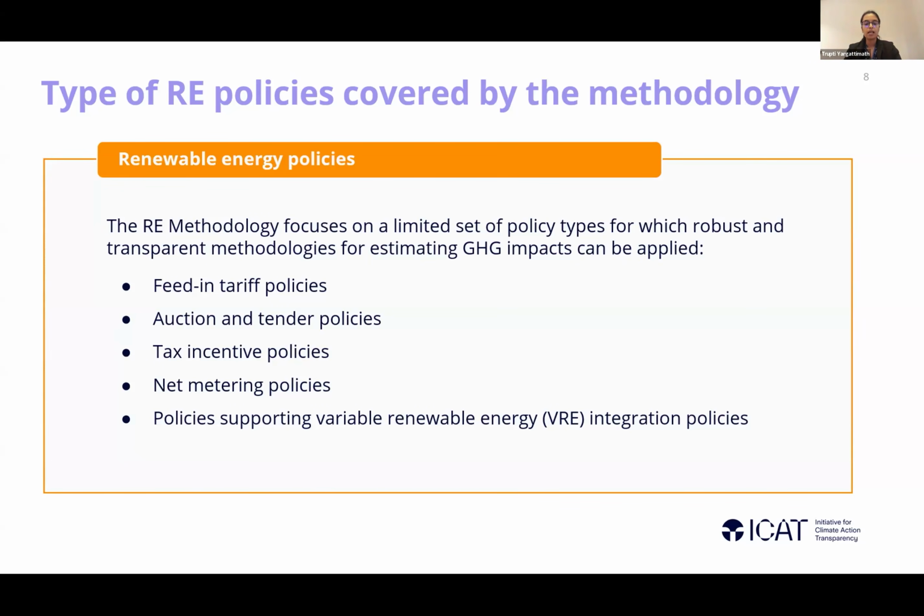So the net metering policy allows electricity consumers who also generate their own energy to feed excess back into the grid. And for this, they would typically receive a credit. And finally, the variable renewable energy integration policies support technologies and system upgrades, such as battery storage, for example, to help integrate variable renewable sources such as solar and wind into the electricity system. One important point to note is that the policies and methodology that we have presented in the guide applies mainly to electricity that is being fed into the grid.